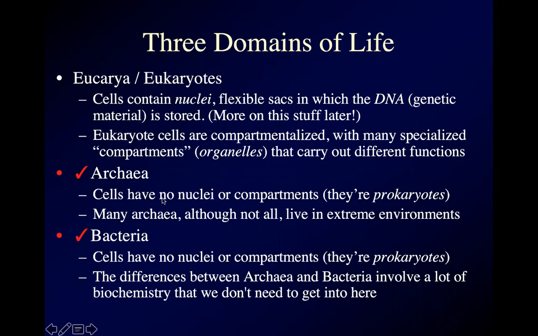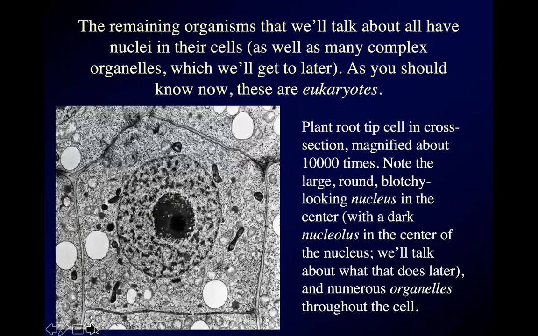So archaea and bacteria we have spoken about. Both of those have cells that don't have nuclei, so we call them prokaryotes. Everybody else we're going to talk about, the cells are subdivided. There's a central blob in the center called the nucleus, and a bunch of structures surrounding the nucleus called the organelles. This happens to be a plant root tip cell.